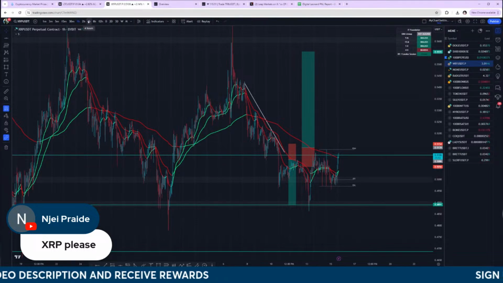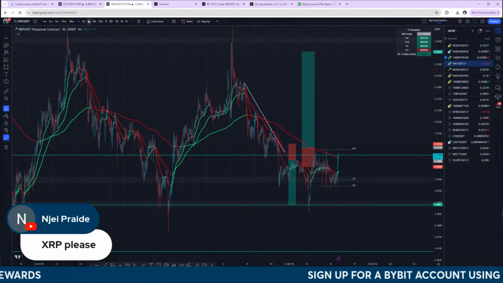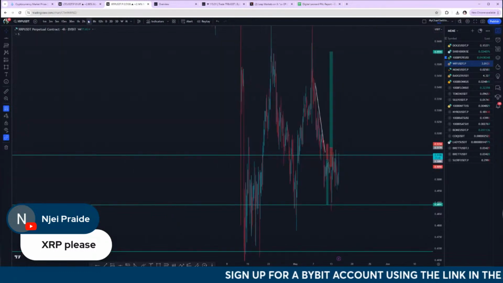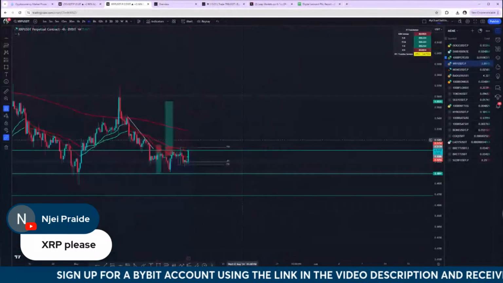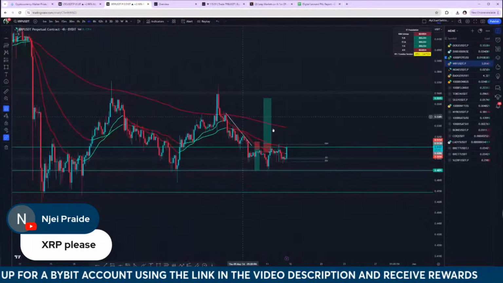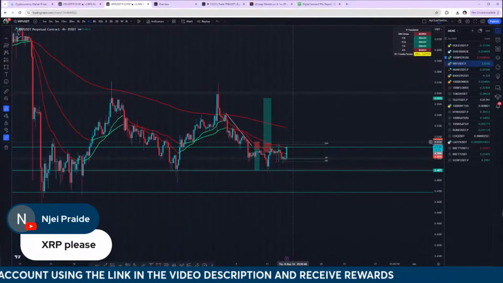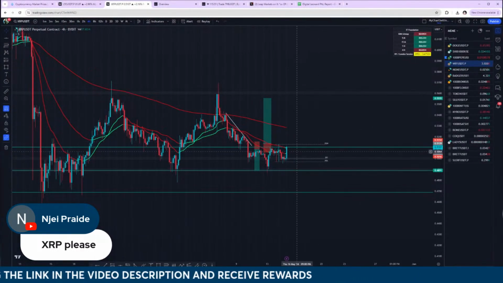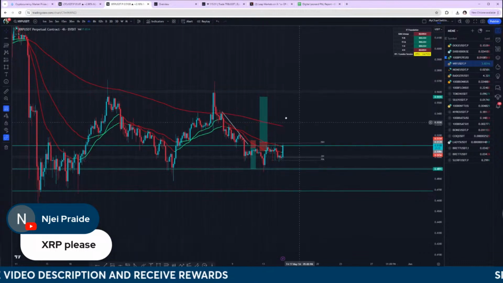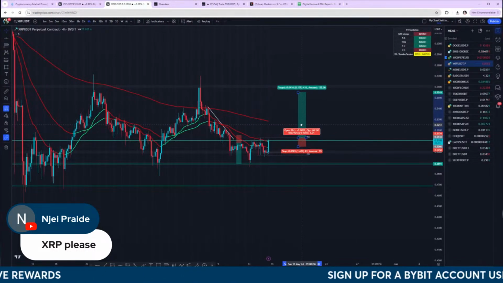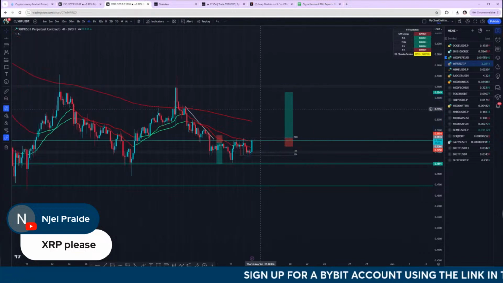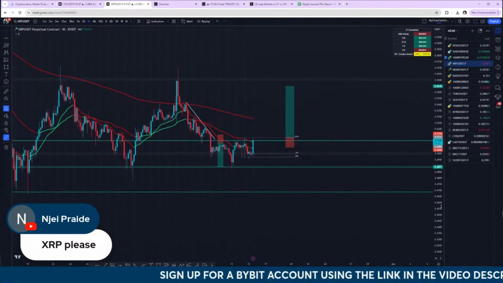I have two scenarios here that I'm looking at for XRP. I think the first one played out very well. The second one is what we are still waiting to play out, which is a break above. Let XRP go above 51 cents, and then we'll start looking for trades to the upside, which is this area you see right here. Anything above that level, we'll be looking for trades to the upside for XRP.